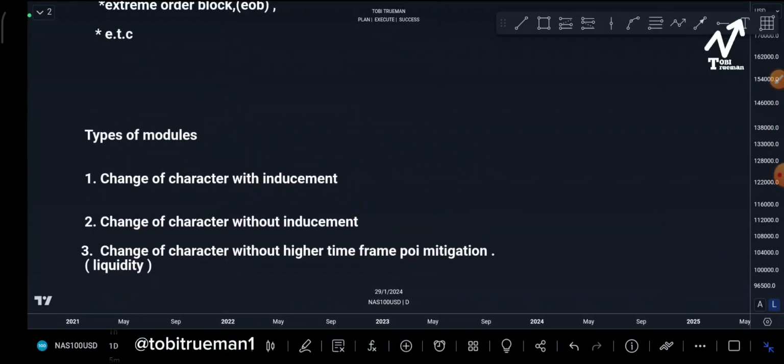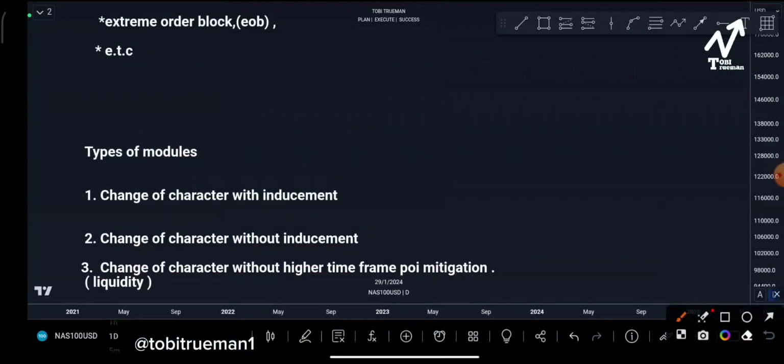Then you can be wondering, what are the types of entry modules? The first type is called change of character with inducement. The second one is change of character without inducement, and the third one is change of character without higher time frame POI mitigation. What is POI? Point of interest, or price of interest.